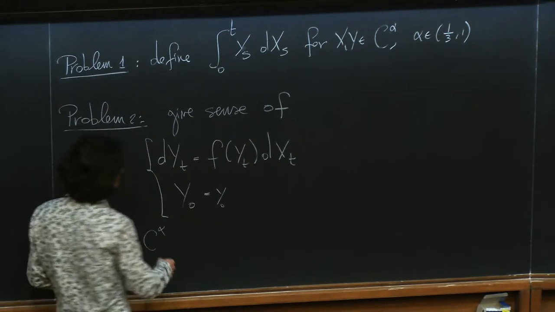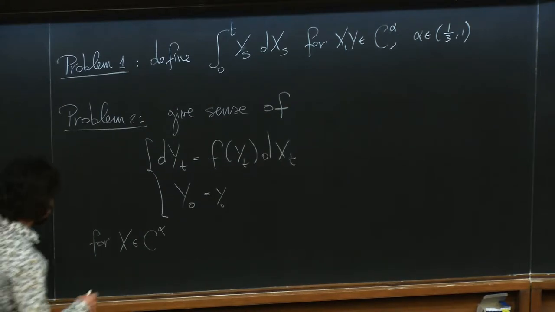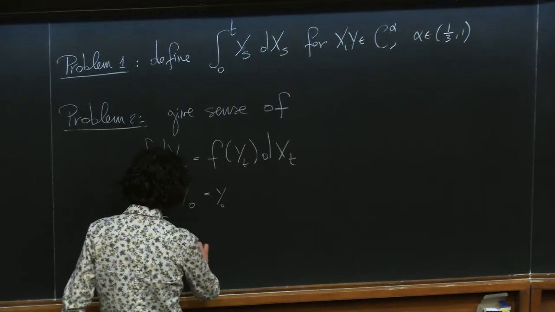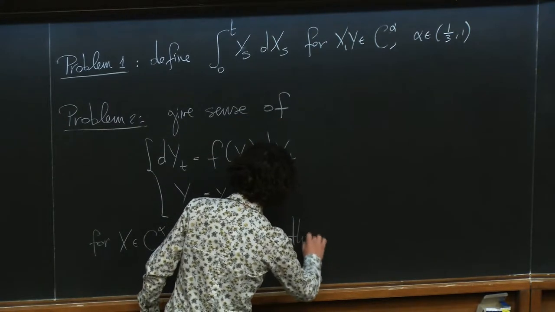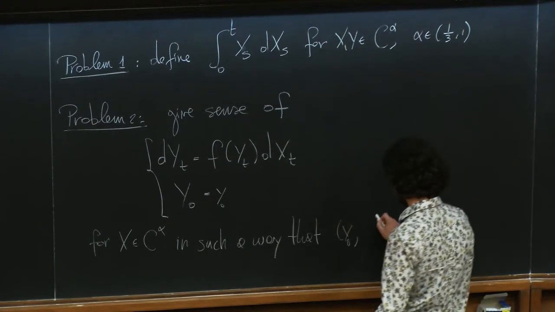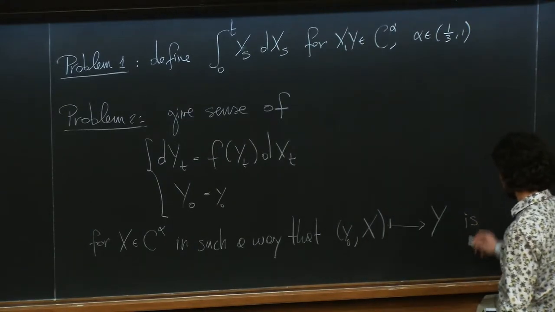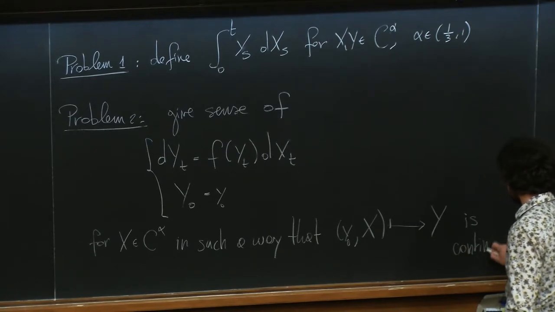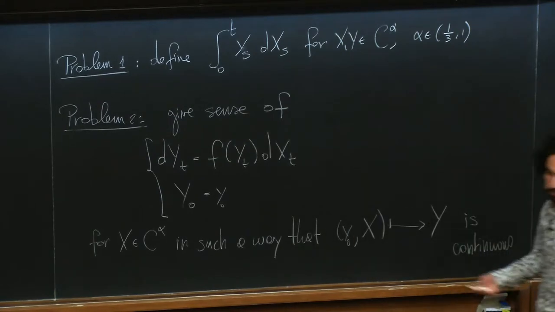That would mean at least existence and uniqueness, but also continuity of the solution map, in such a way that the map that takes the initial condition and the path x and gives you a solution is continuous. That would allow you to use approximations, to treat approximated problems and say that the solutions are similar.